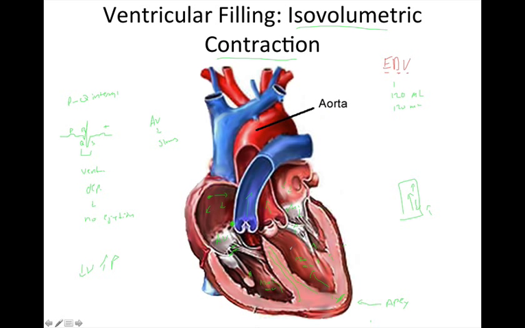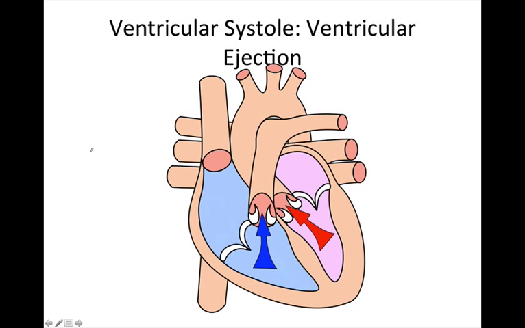Okay, so the AV valves are shut, and remember, this is a building phase. The ventricles are building pressure. The semilunar valves are also closed. So basically, the ventricles are trying to build up enough pressure to overcome any opposing forces outside of the heart to force blood through these semilunar valves out of the heart. Okay, that's isovolumetric contraction. And like I said, on the EKG, that's essentially taking place during the QRS complex.